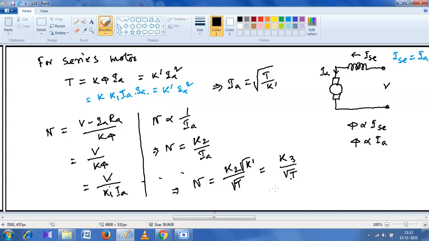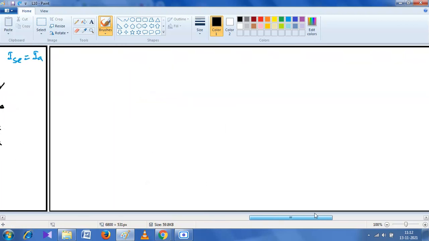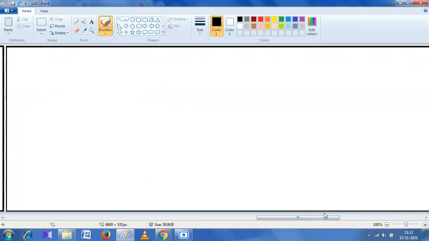Yes sir. Okay. Now we have to draw the characteristics. So what we get actually, N is equal to K3 by root T. Suppose this is T and this is N. Now tell me what is the nature? Parabola. Anyone?